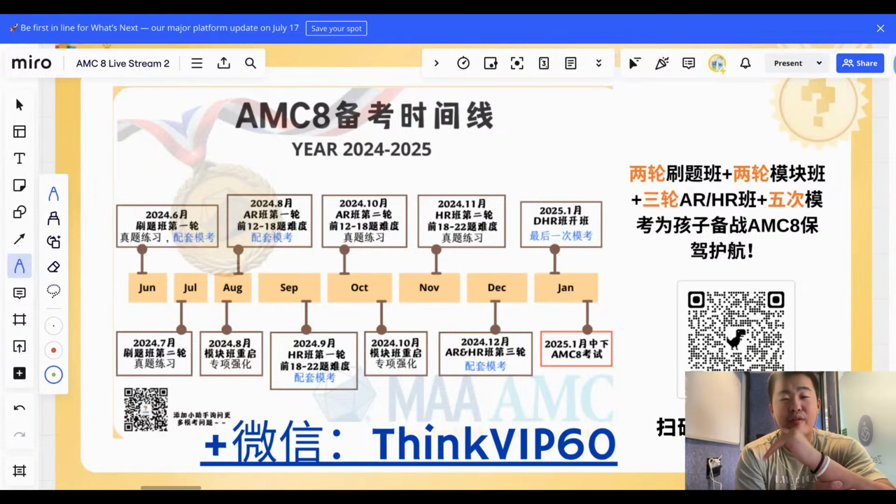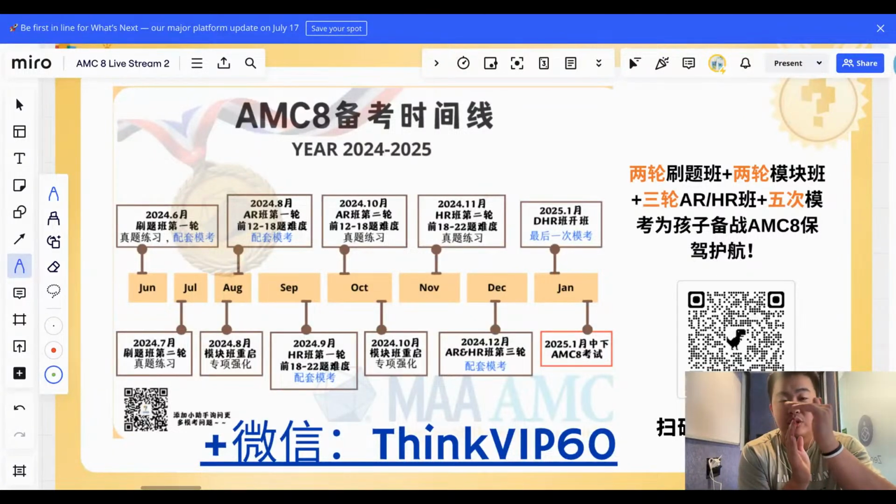And after that, the HR is the counterpart of the AR class. So for AR, it's achievement roll, and for HR, it's the honor roll. HR is designed for students who are aiming to achieve the honor roll. We also have 3 rounds of that class. And finally, before we take the exam in January next year, we will have a DHR lesson. DHR is specifically designed for students who are aiming for the Distinguished Honor Roll prize.